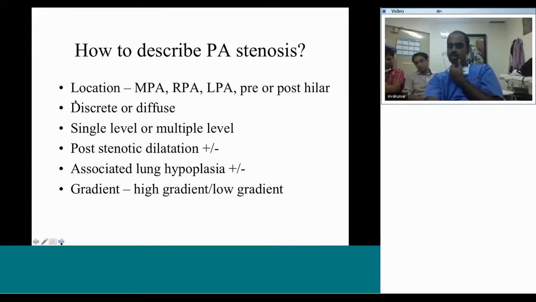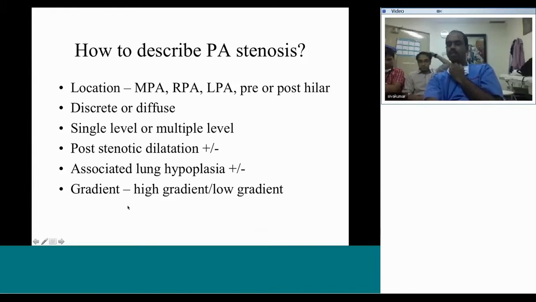How will you describe a PA stenosis? You will tell where is the location. Is it main pulmonary artery, RPA or LPA, and whether it is prehilar or posthilar. You will tell whether it is discrete or diffuse. You will tell whether it is single level or multiple. You will tell whether there is poststenotic dilation or no poststenotic dilation. You will tell whether there is an associated lung hypoplasia or no lung hypoplasia.